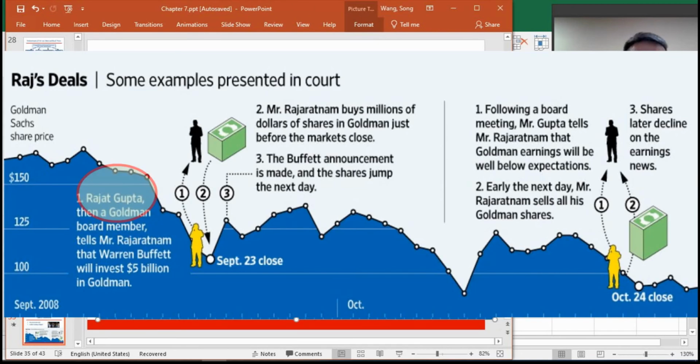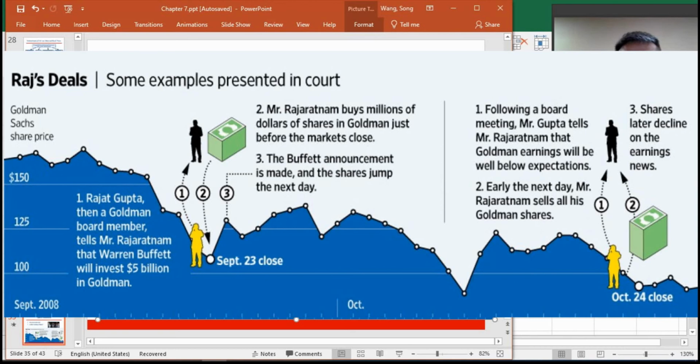He was a Goldman board member, and he told Mr. Rajaratnam that Warren Buffett will invest $5 billion in Goldman. That is positive information. When the market learns about it, the price will go up. And he learned this before the market knew it, before the public announcement. He learned it from his insider friend, and he purchased the stock before the announcement of this information. And when the next day Warren Buffett made the announcement, the share price jumped and he made a profit.